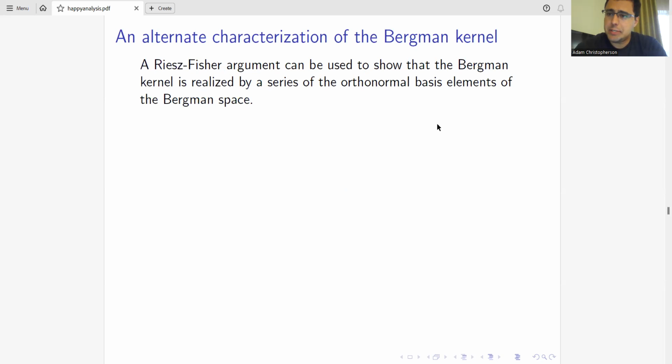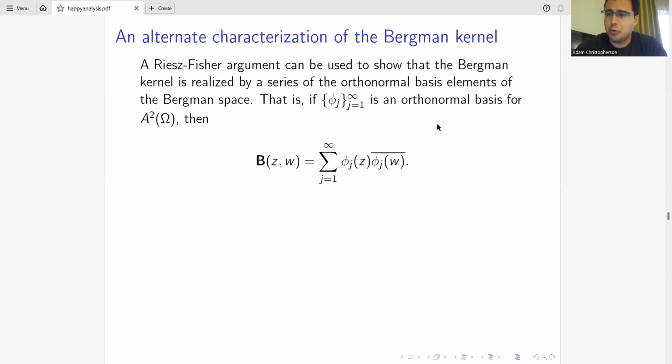This is due to a Rees-Fisher theorem, and it shows that the Bergman kernel, if a closed form isn't obtainable, you can also realize it by an infinite series of the orthonormal basis elements of the Bergman space A2. So more precisely, if you have an orthonormal basis for A2, a countable orthonormal basis phi j, then the Bergman kernel is simply the sum of phi j in the holomorphic variable z, phi j w bar in the anti-holomorphic variable w. Now, this characterization is not used very often in complex analysis because it's not entirely clear what an orthonormal basis for A2 would be, and it's certainly not entirely clear how you would be able to sum them.